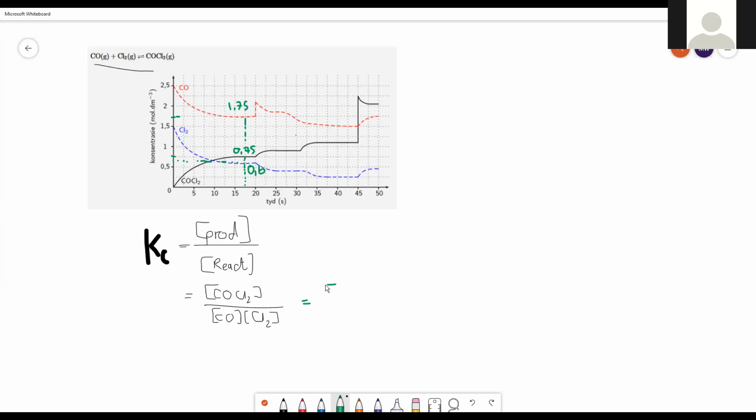And then we just go and substitute those values in. So it'll be your black line concentration, which is 0.75 divided by 0.6 times 1.75. And that gives you 0.7142 dot dot. So we round it to 2 decimal places, and it gives us 0.71.